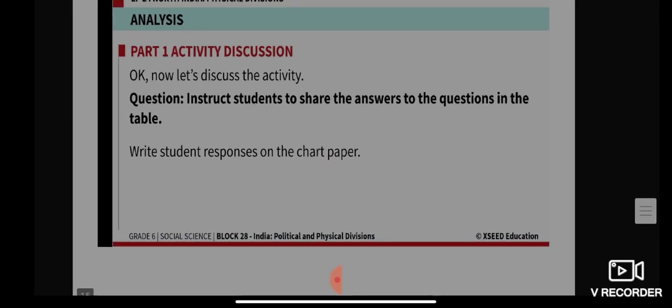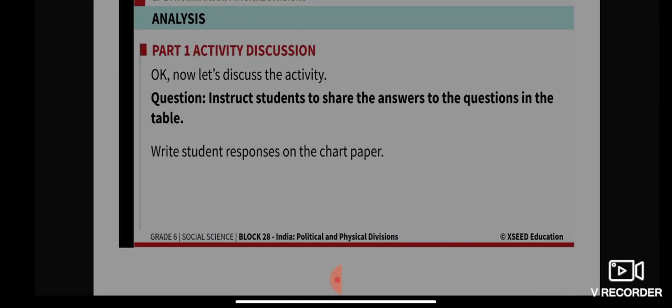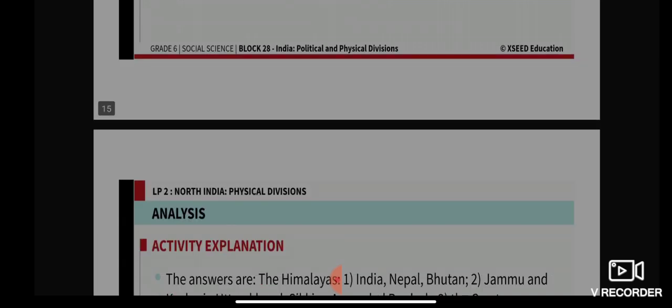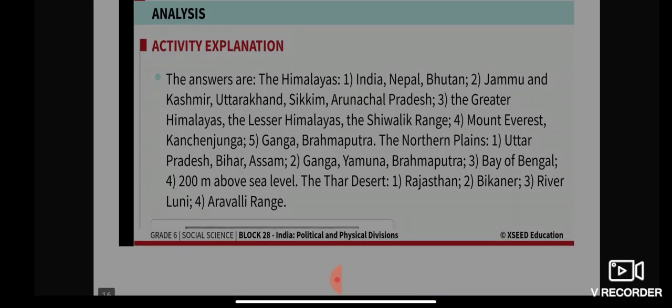Now you have to share the answer in your table. You have to note down the answer in your notebook. So if you see, the answer to that is the Himalayas. The Himalayas pass through India, Nepal and Bhutan. These are the countries that the Himalayas pass through.